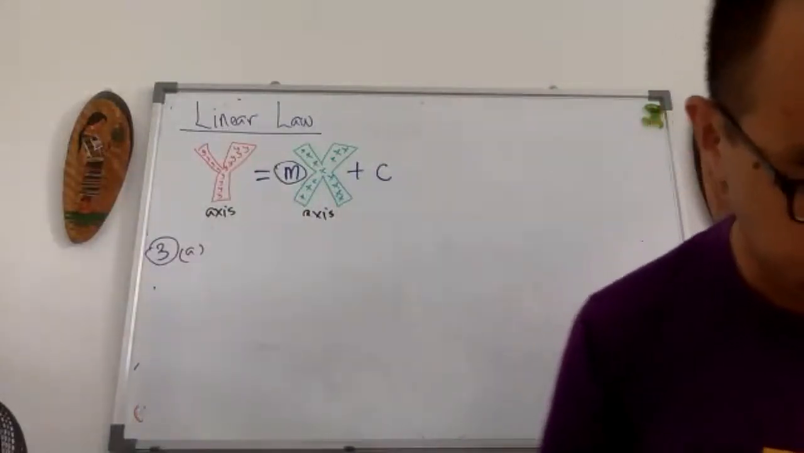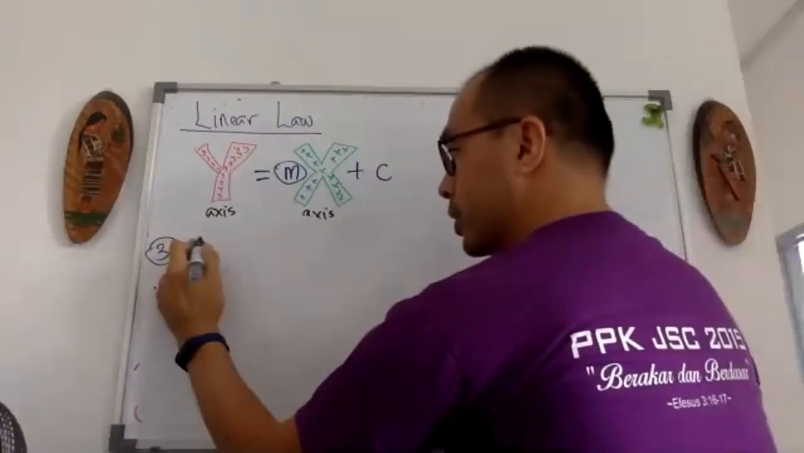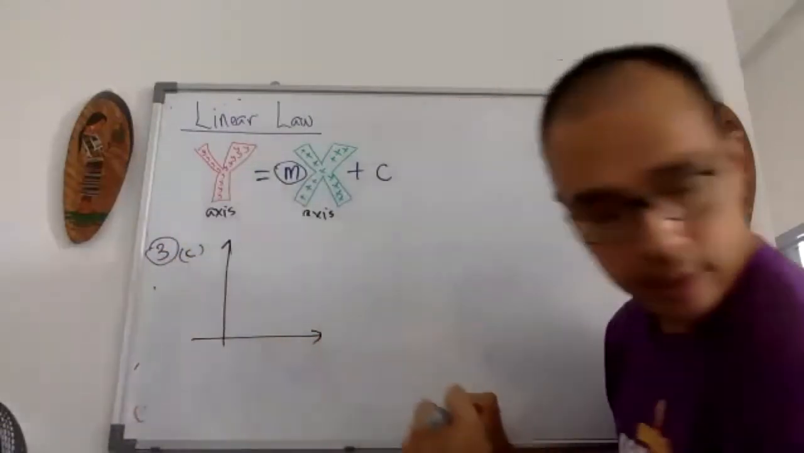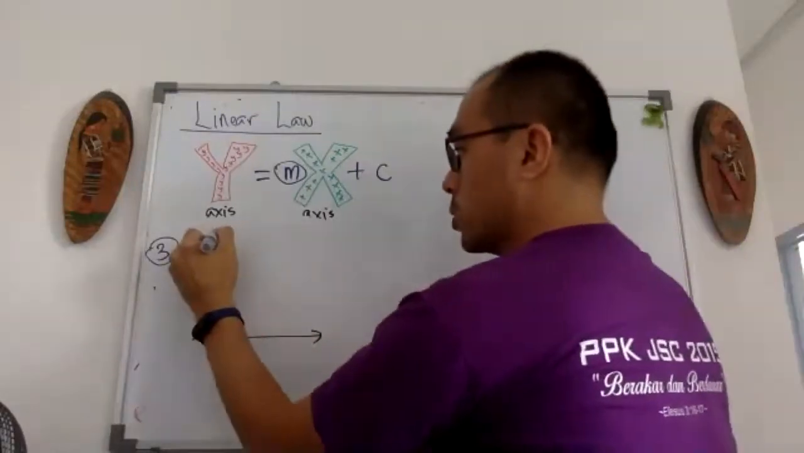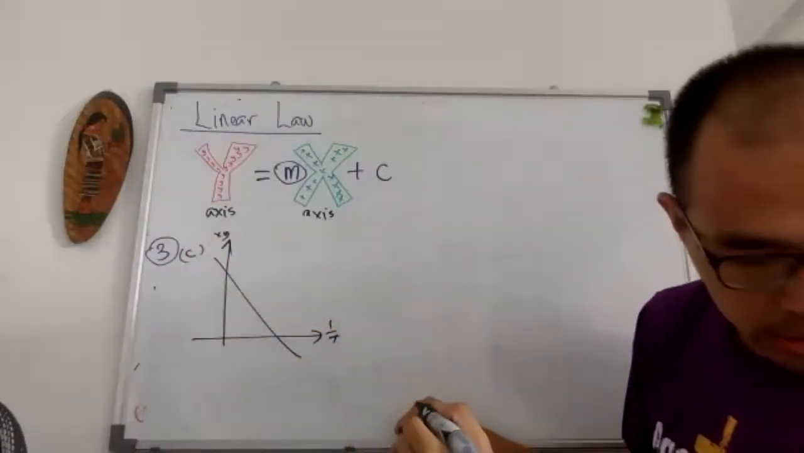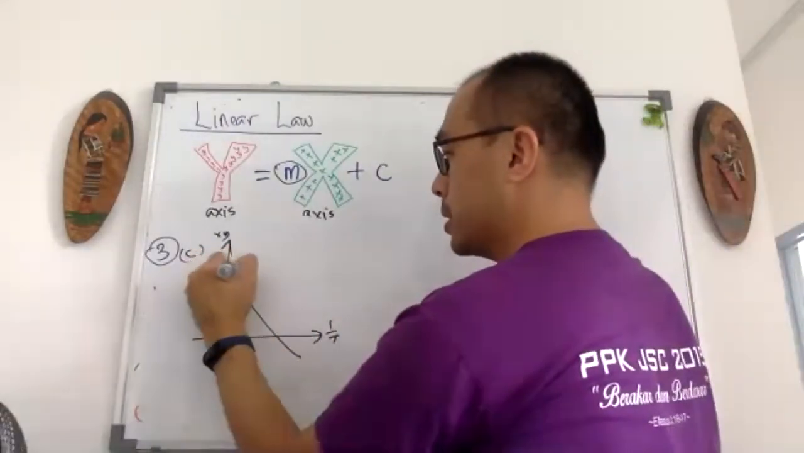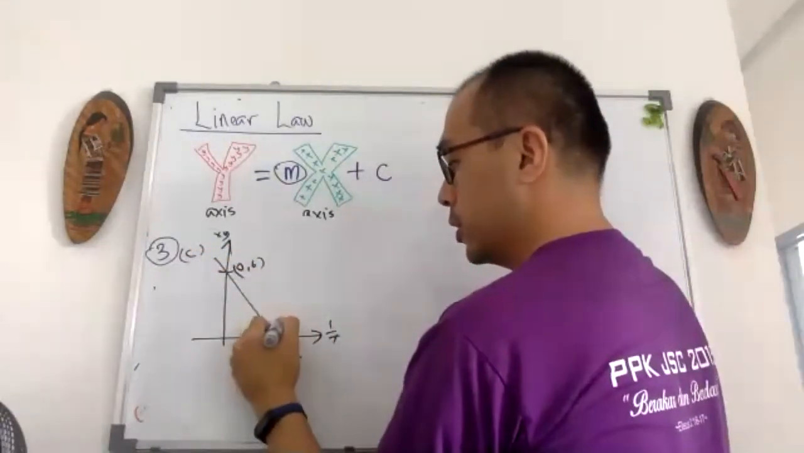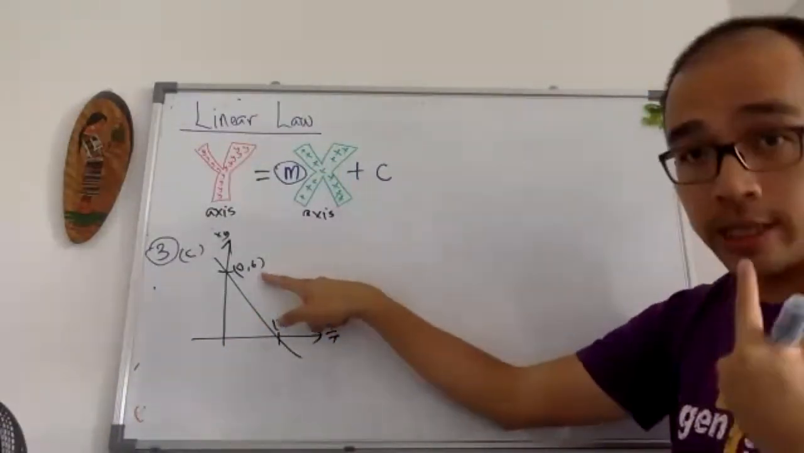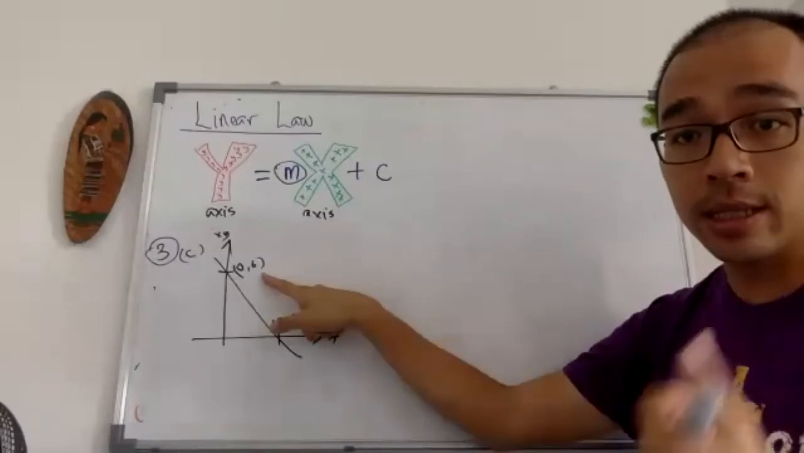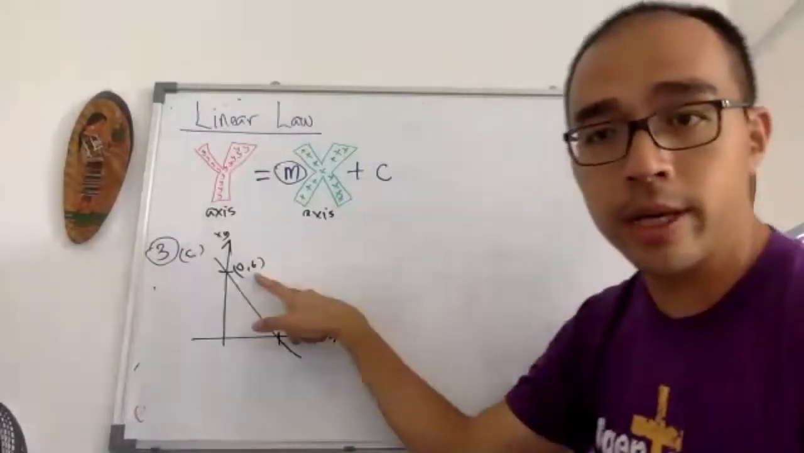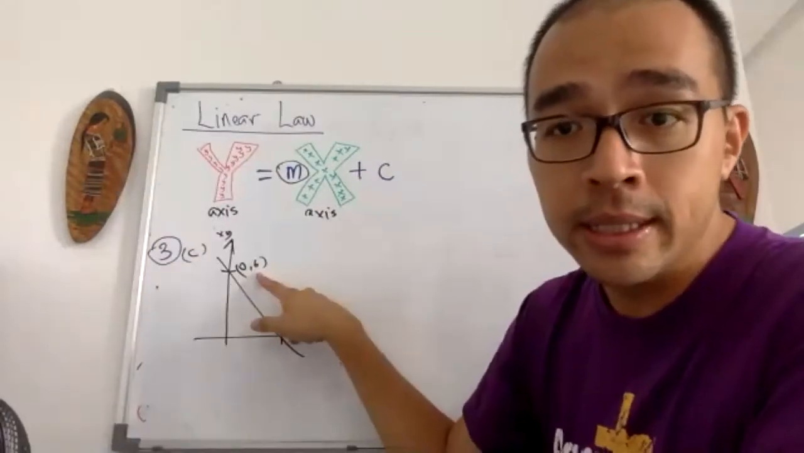Okay, question C. So you're given once again a graph, okay, xy against 1 over x. Okay, you're given a graph this way, and you're given the two information over here, 0 and 6. This is 3 and 0. Okay, guys, take a look. Even if it is 0 and 6, it is still the y-intercept.